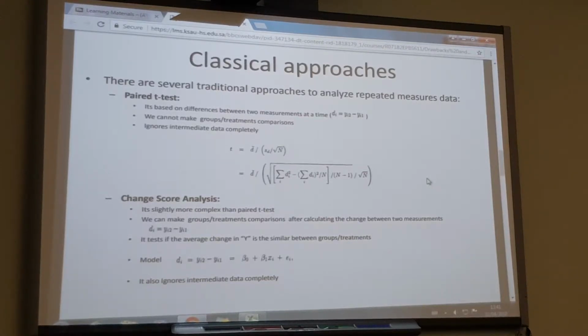The change score analysis is also another option. It's more complex than the paired sample t-test because it's going to take the difference between the final point and the baseline and then compare the treatments on these differences. So this also ignores what? Intermediate data, correct? Because it's going to ignore week 1 and week 2. It's only going to take the difference between 3 and 0, right? So this is another issue with change score analysis.